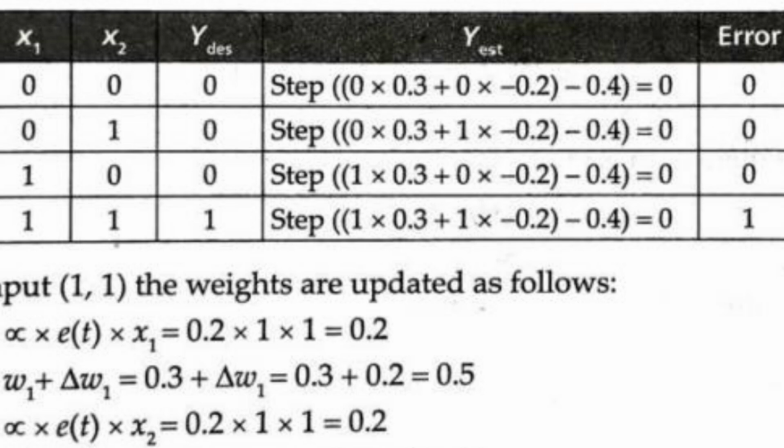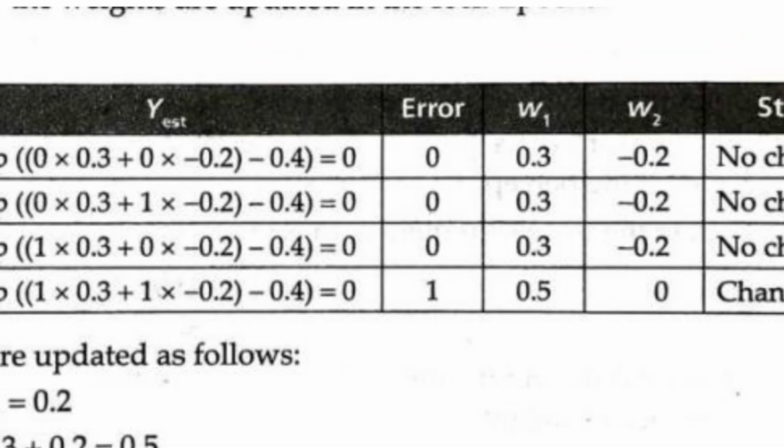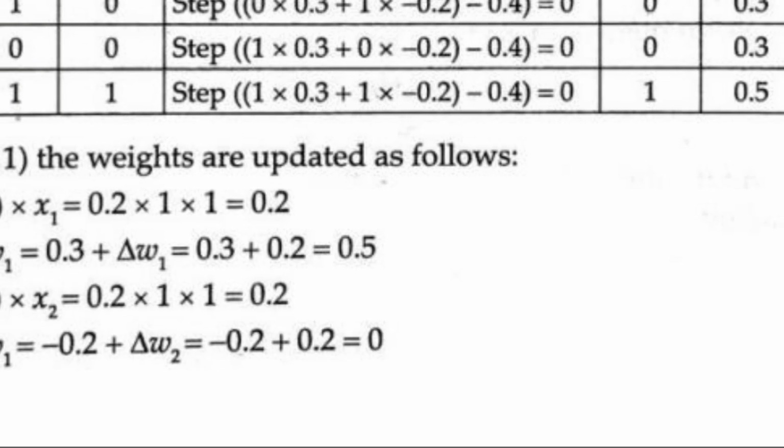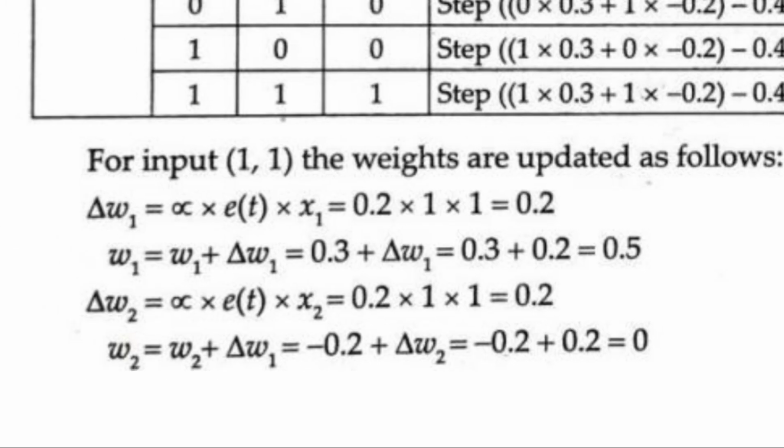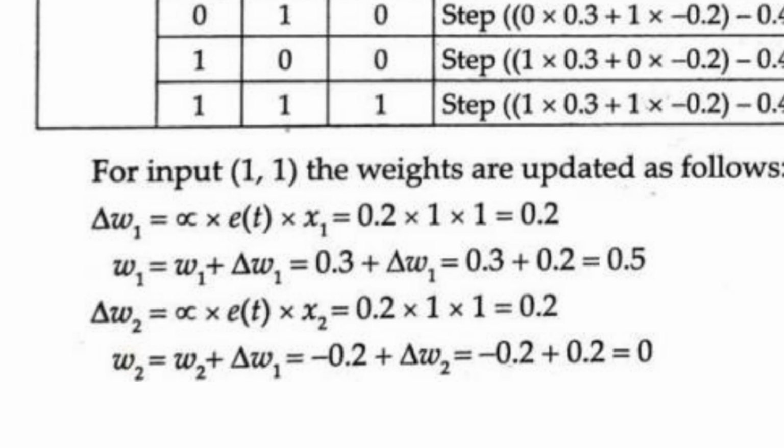There is a difference in the output. 1 minus 0 is 1. Okay. Now, as there is a change, you have to compute delta W1 as learning rate into E of t into x1. Learning rate is 0.2, E of t is 1, and x1 is also 1. 1 into 0.2 is 0.2. For this you have to add W1. We computed delta W1, add this to W1. W1 plus delta W1, that is 0.3 plus 0.2, altogether 0.5.